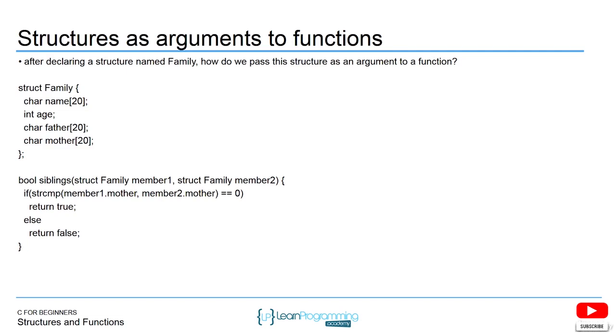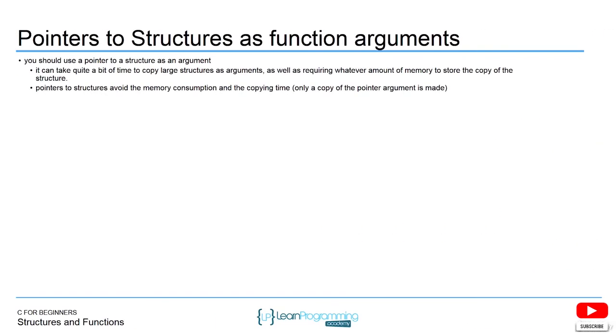So we can pass them to strcmp. Strcmp is going to return zero if they're the same. So what we're doing here is checking if member1's mother and member2's mother are the same, and if they are, we're going to return true. Because if they have the same name, then they're siblings. Pretty straightforward. It's easy to pass arguments to functions as long as the function declaration has that type struct in there. So this function, again, has two parameters, each of which is a structure of type family.